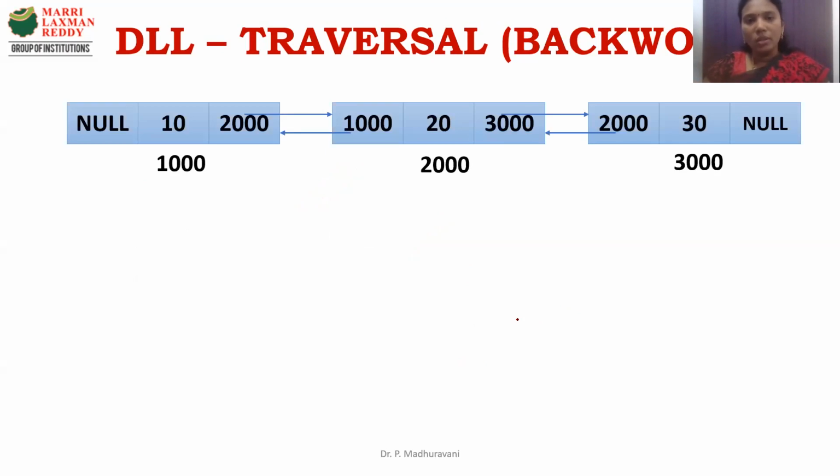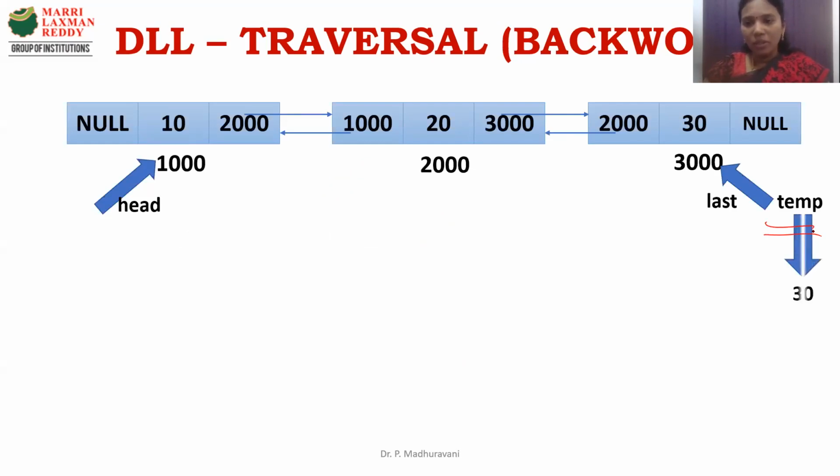Now, let us discuss the traversal operation in the backward direction, in reverse direction, from last to first node. Consider the same example of a doubly linked list with three nodes. The first node we are referring to with the name head and the last node with the name last. Now, here initialize the temporary pointer temp with the last node. Now temp is referring to the address 3000. Print temp arrow data, then it prints the data value as 30.